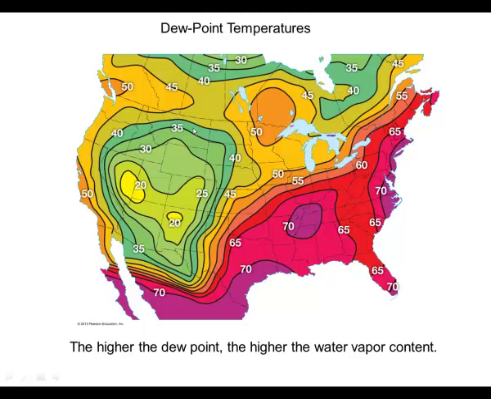Now look to see if anybody's writing that down. The higher the dew point. Remember, dew point is a dew point temperature, and they are always below the current temperature. When would the dew point temperature be equal to the current temperature? When it's raining, exactly, when you're at 100% relative humidity.